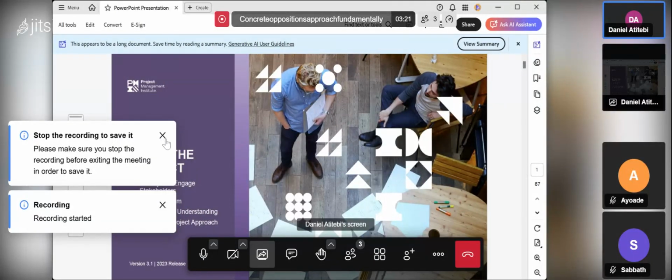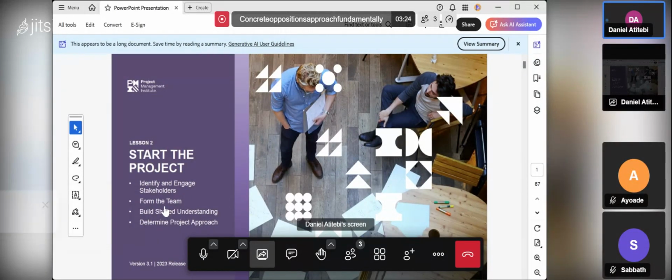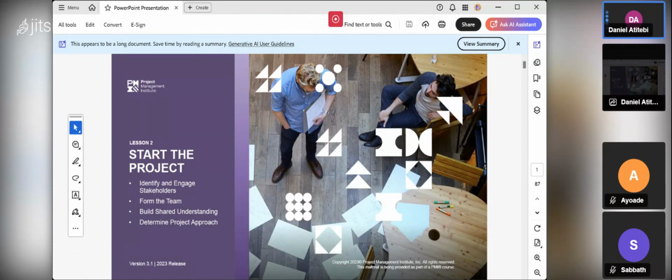Recording is on. Today we'll be talking about starting the project, which is lesson 2. What are the things a project manager needs to know when he is starting the project? In this lesson 2, we are going to look at starting the project. The topics under it are: how do we identify and engage stakeholders? Stakeholder identification and stakeholder engagement.